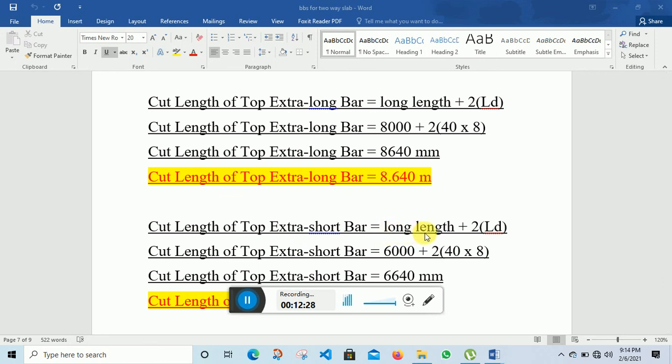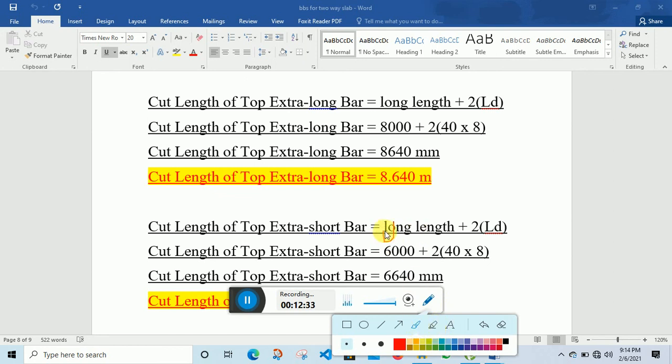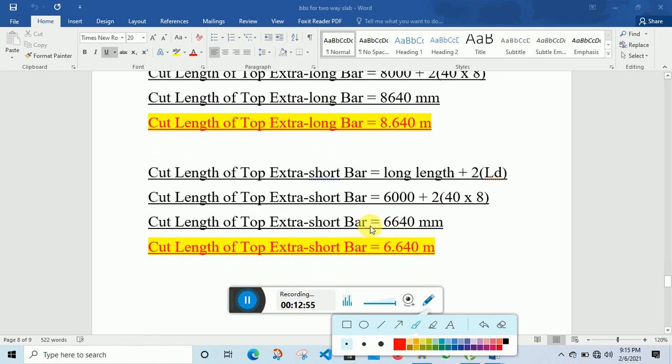Now look here, cut length of top extra short bar. This is not the long length, this is the short length. Here we will use the short length plus 2 into LD. LD means 40 multiplied by diameter. The diameter of the top extra short bar is 8 mm. When I simplify these, I will get the answer in millimeter: 6640 millimeter divided by 1000, 6.640 in meter.